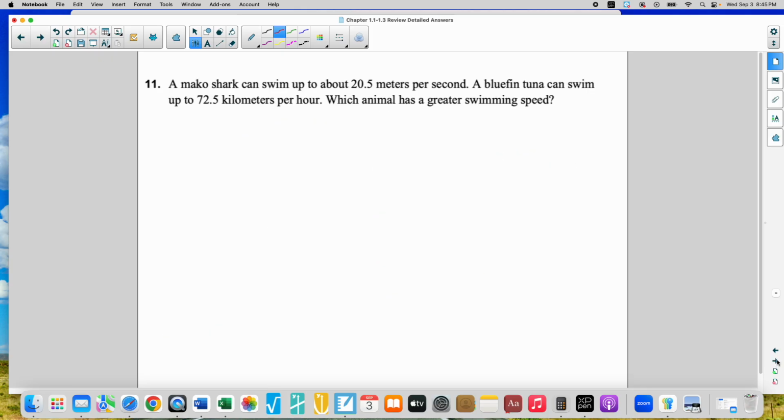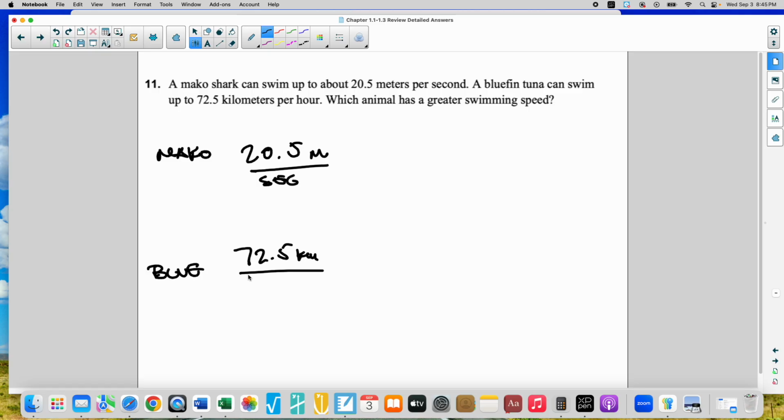Hour 2, we're probably on. A mako shark can swim up to about 20.5 meters per second. So mako can swim 20.5 meters per second. A bluefin tuna can swim up to 72.5 kilometers per hour.